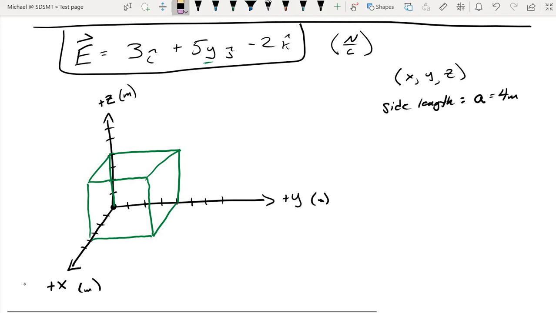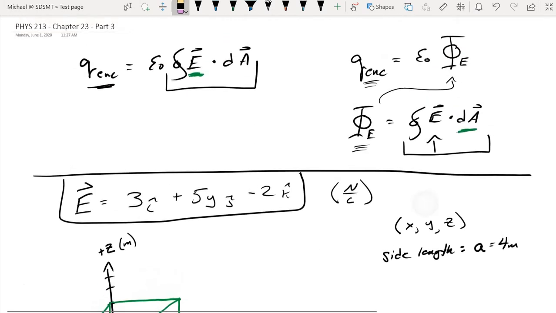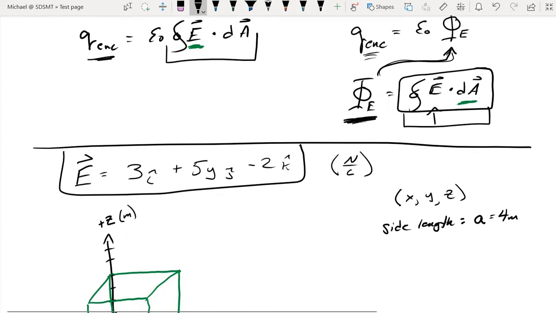But that's why we're looking for the charge. We already have the field. We already know what it is. It's right there. That's our function. But Gauss's law says if you can add up all of the electric fields that pass through the surface area of your container, then you have the flux. And once you have the electric flux, you then have your enclosed charge value.